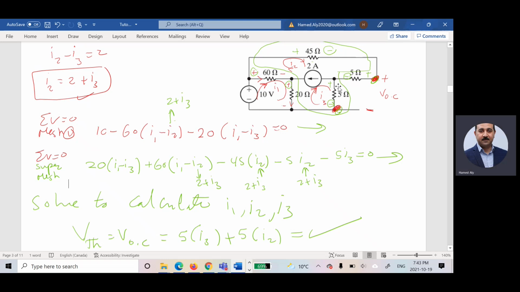That's okay. Is this a closed loop or not? If this is a closed loop, that's okay. Any closed loop is working. So if I have any closed loop, I can say the summation of the voltage for that loop is equal to 0.